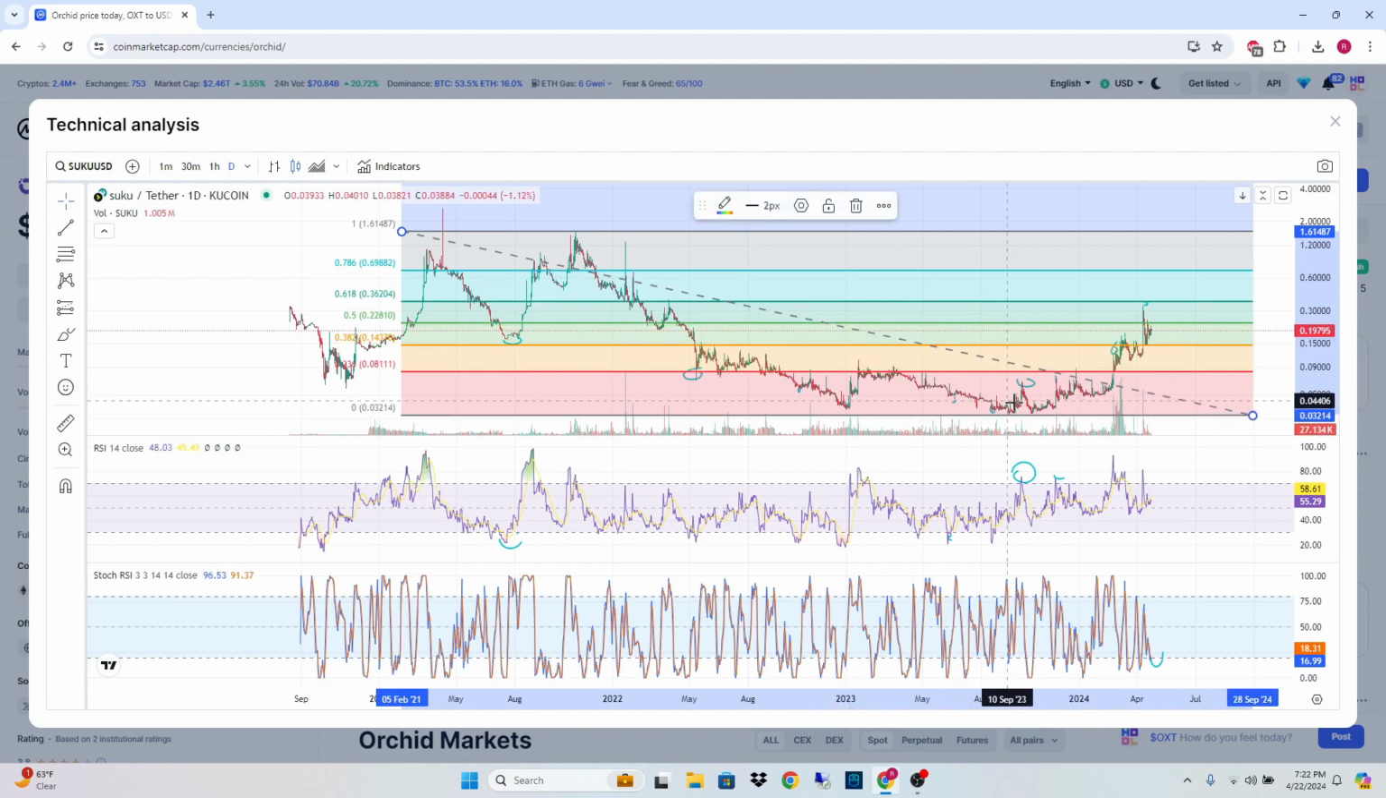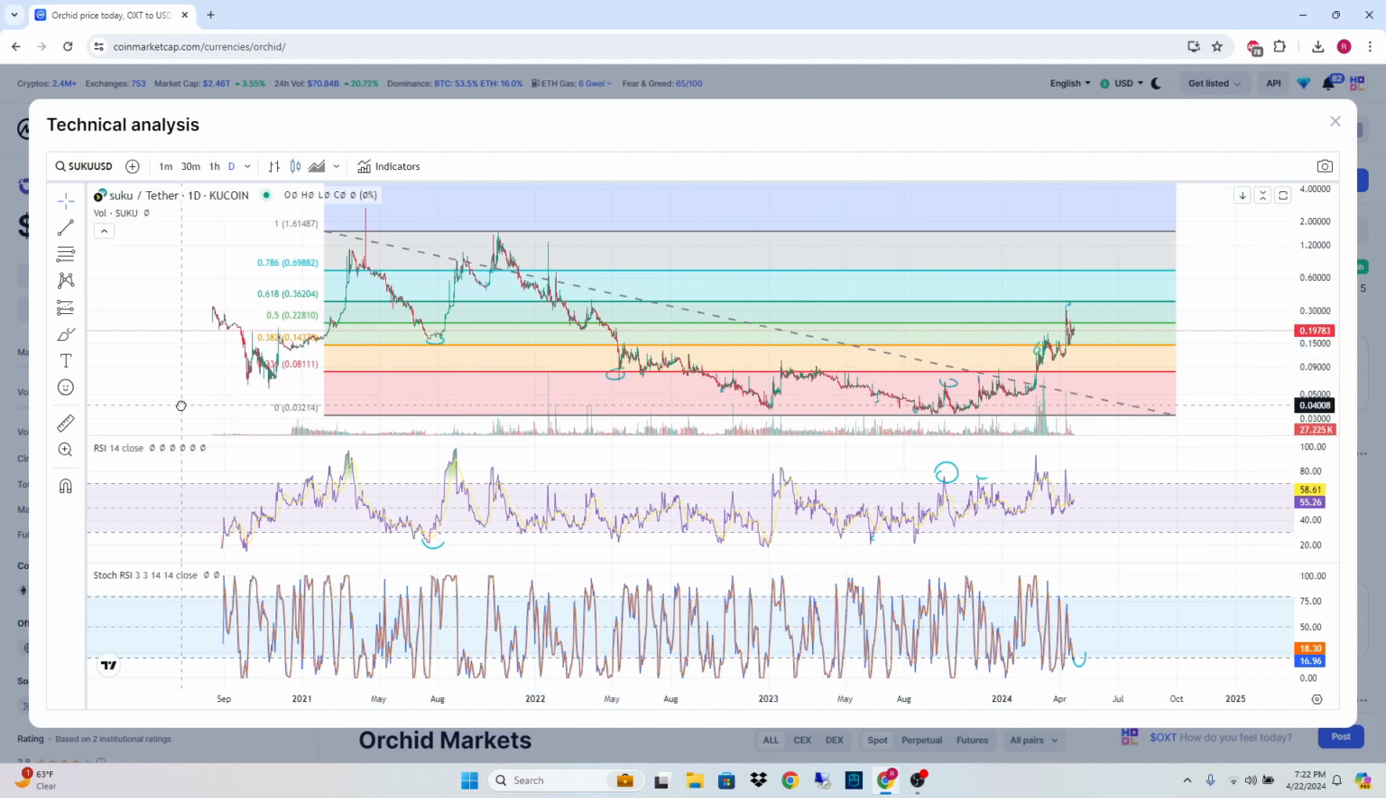You can see that we are actually above the 382 at 14 cents. So us being above the 382, that's extremely bullish. And the next target up, it looks like it is 22 cents. Once we break 22 cents, the next target up and area of resistance is going to be the 618 at 36 cents, followed by 69 cents and the all-time high at $1.61.